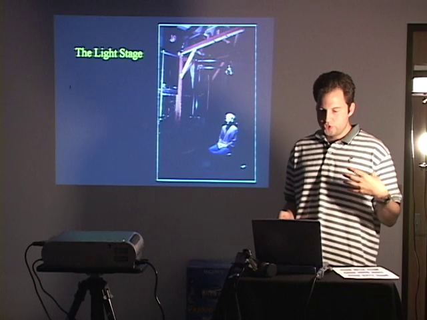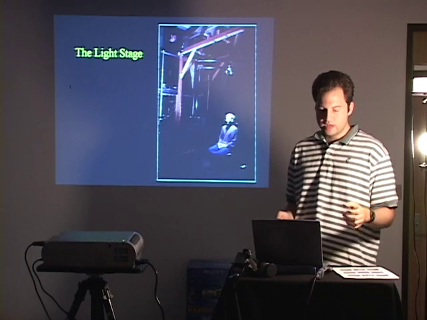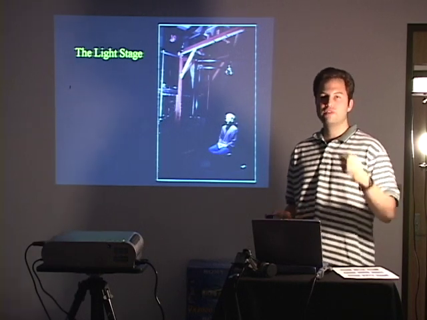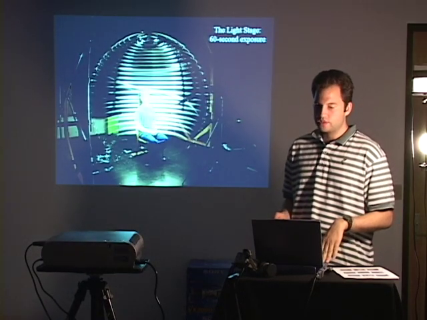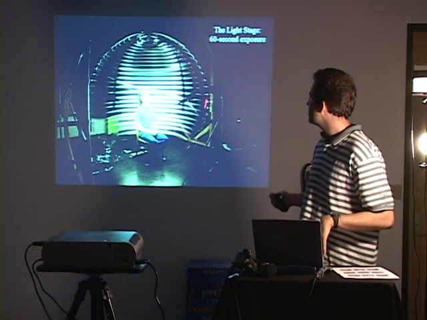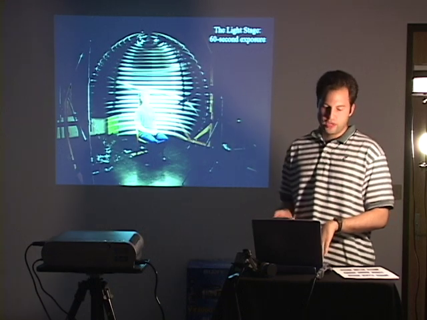And to check whether we were getting the directions correctly, we took a long exposure photograph of the light starting at the top and going to the bottom, which looks like this. So this is a 60-second exposure of the light stage in operation.